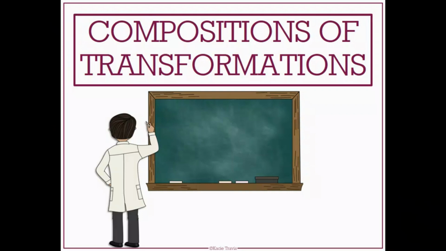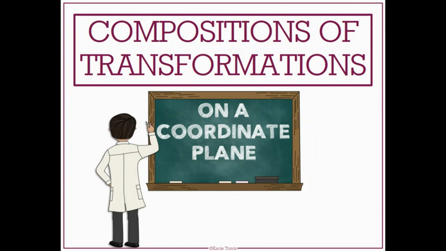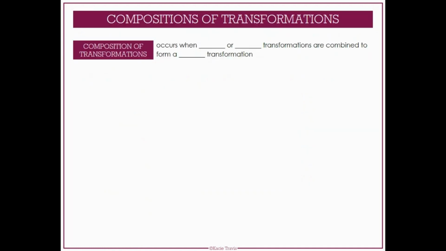We're talking about compositions of transformations on a coordinate plane. Let's get into it. So, we've done four different types of transformations. This lesson is about mixing them all up and going through it. Okay. So, first off, let's define what this is.